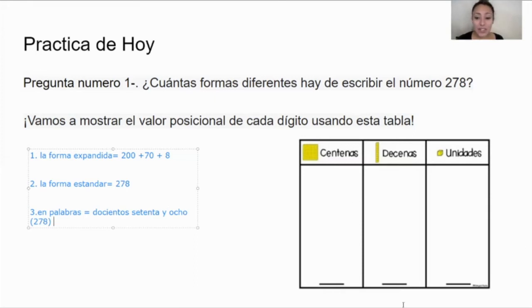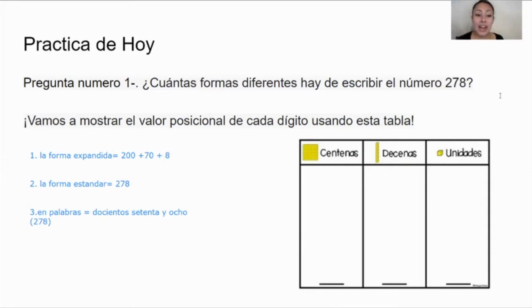En tu tabla, aquí, escribe las centenas, decenas y unidades. Esto es como la forma expandida de aquí, pero escrito en tu tabla. Centenas son las partes más grandes de este número. Sería 200 aquí. Decenas sería 70. Mis unidades serían 8.